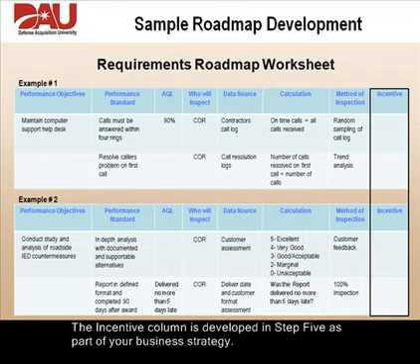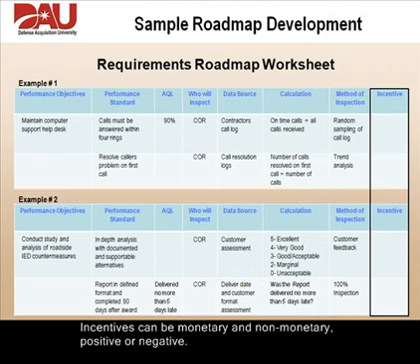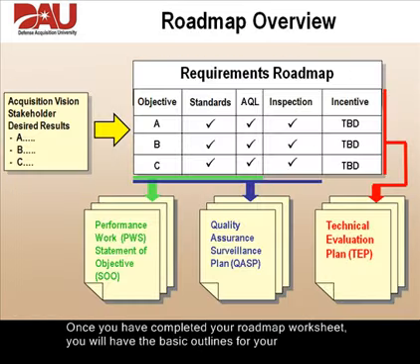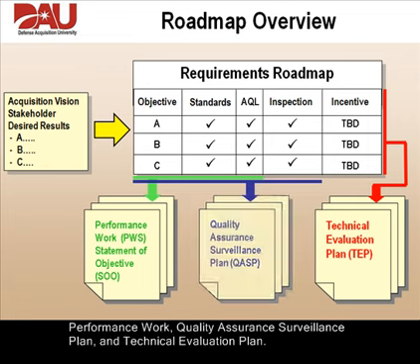The incentive column is developed in Step 5 as part of your business strategy. Incentives can be monetary and non-monetary, positive or negative. We will discuss performance incentive strategies at greater length in Step 5. Once you have completed your roadmap worksheet, you will have the basic outlines for your performance work statement, quality assurance surveillance plan, and technical evaluation plan.